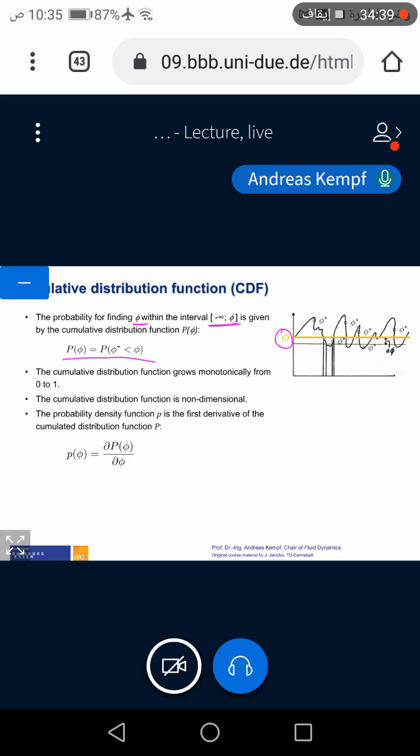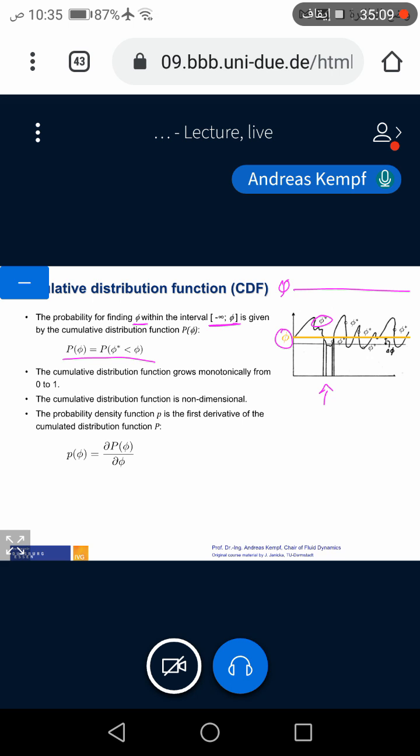The thing about the cumulative distribution function, if you were to calculate the cumulative distribution function for a very large barrier, so you say, how big is the probability that we find phi values or phi star values smaller than this very large phi value, then we all know the probability will approach 1. So the cumulative distribution function grows monotonically from 0 to 1.